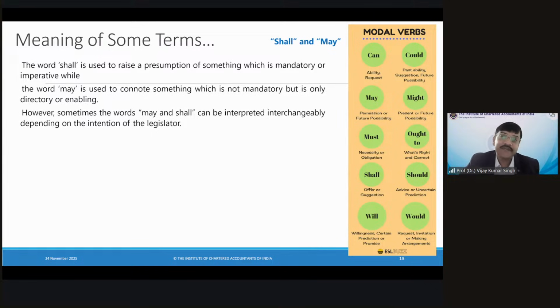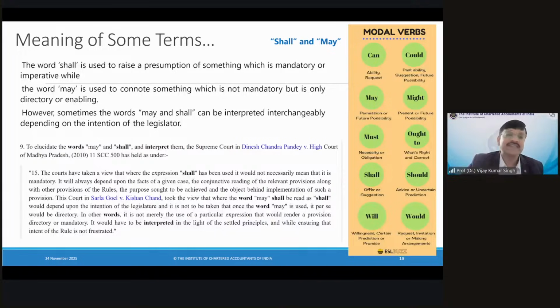However, the court interpreted this and said that here the courts cannot be mandated to do a thing in a particular way in particular days, and it read that particular shall as may. Okay, so a similar kind of situation arises. A number of cases are there. One of the cases which I am referring to here is Dinesh Chandra Pandey versus High Court of Madhya Pradesh, 2010 case.